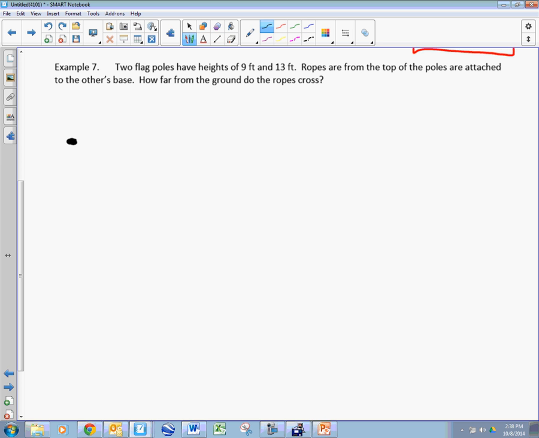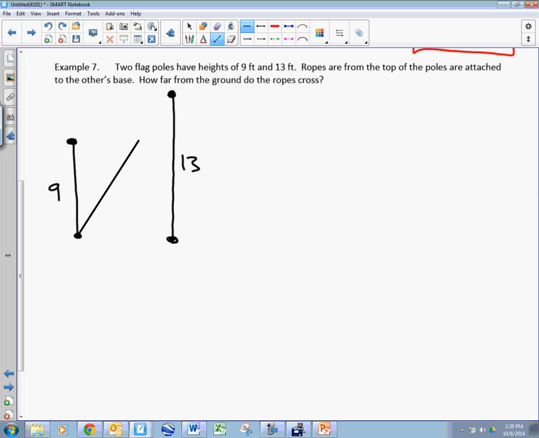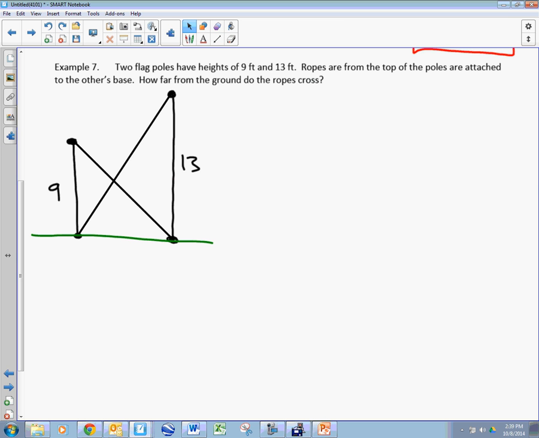So 2 flagpoles have a height of 9 and 13 feet. So I'm going to draw a flagpole, height of 9. Another one that's 13. We're going to assume that they're perpendicular to the ground. And the deal is that there's a rope attached to the top, and it connects to the base of the other one. So I've got a rope that looks like that, and we are wondering what is the height from the ground to where the ropes cross.